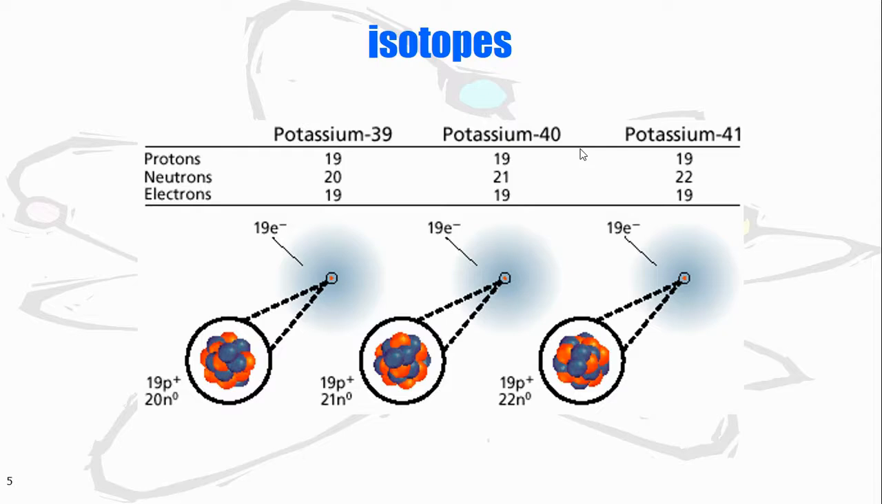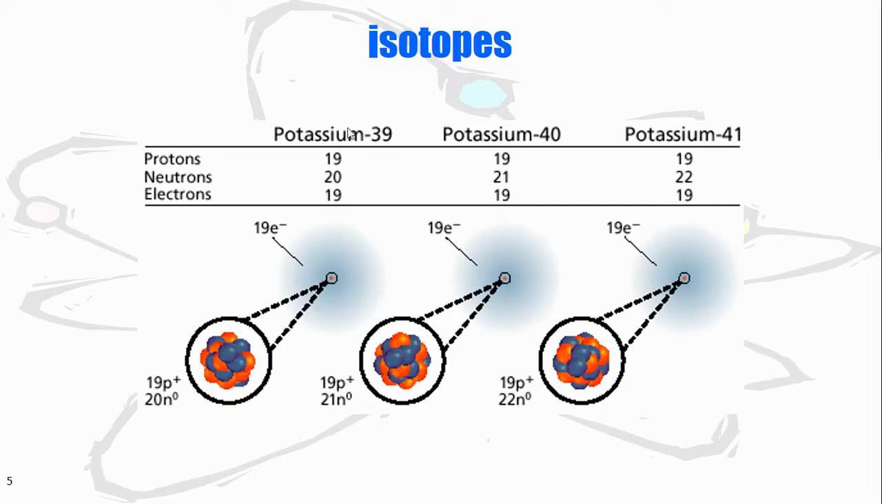So because it's potassium, it has 19 protons. It has 19 protons in potassium 39, 19 protons in potassium 40, and 19 protons in potassium 41. It would not be potassium if it didn't have 19 protons. Okay? Again, isotopes are not changing electrons either, so your electrons are also 19 because we're talking about a neutral atom. We haven't talked about anything else yet. The only thing we're changing is the number of neutrons.